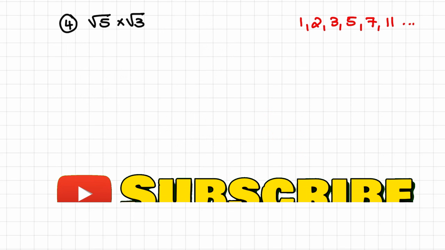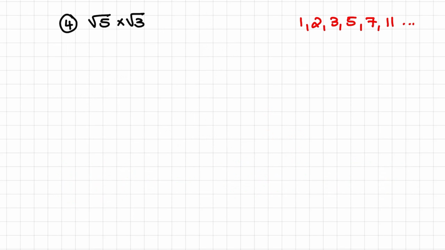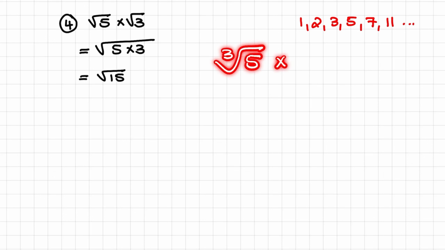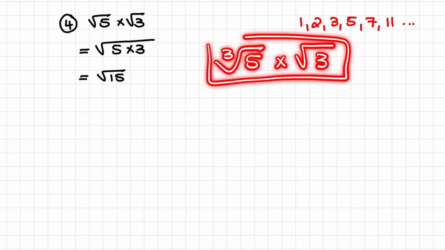Now we are moving on to multiplying radicals. Here we have the square root of 5 times the square root of 3. And because the root form is exactly the same, we can say that is the square root of 5 times 3, and that is equal to the square root of 15. This works because we have the same root form. But if I had the cube root of 5 times the square root of 3, I cannot multiply 5 by 3 because the roots are not the same.